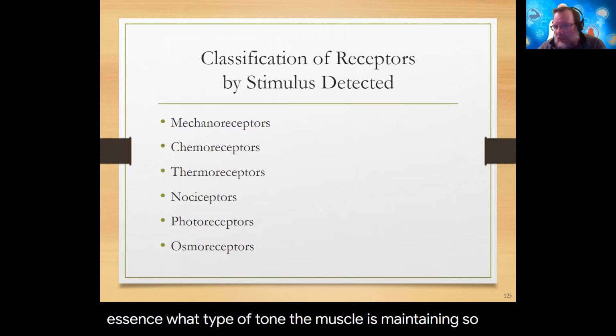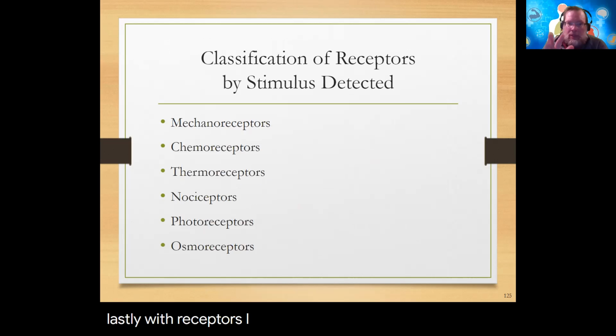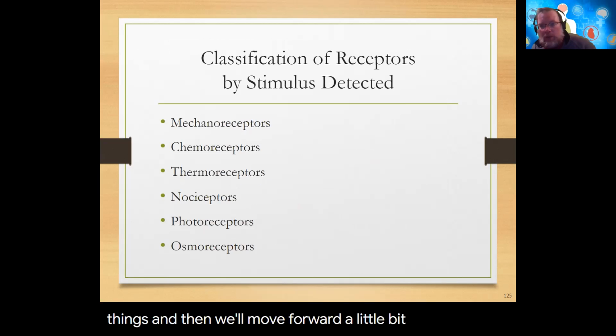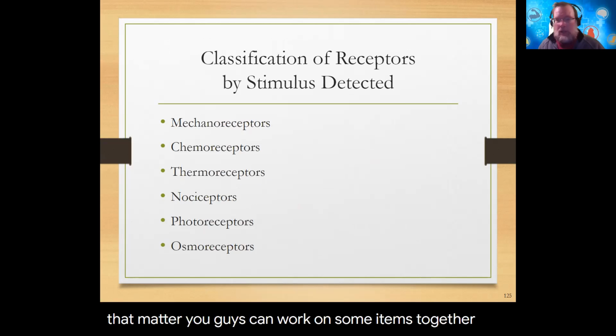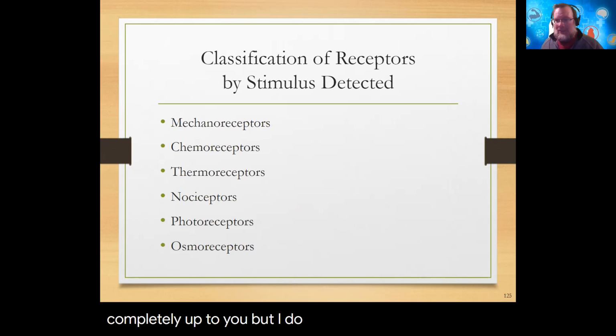So, lastly, with receptors, I just want to mention a couple more things, and then we'll move forward a little bit with special senses, and then go from there. We can conclude for that matter. You guys can work on some items together. It's completely up to you, but I do want to just discuss a couple more things, and then I'll be done. This slide shows the different types of receptors.